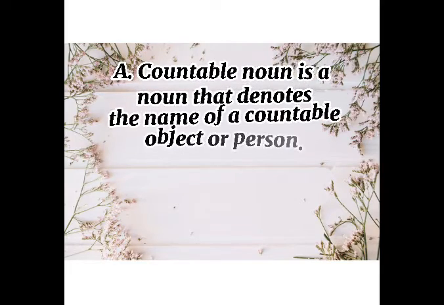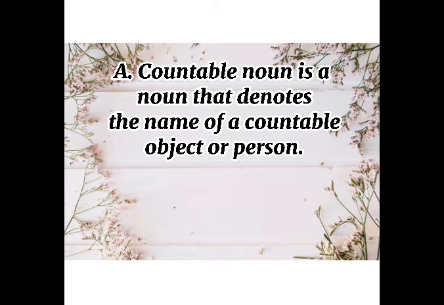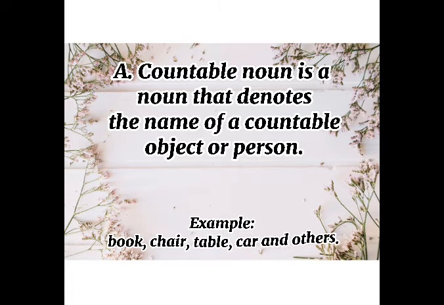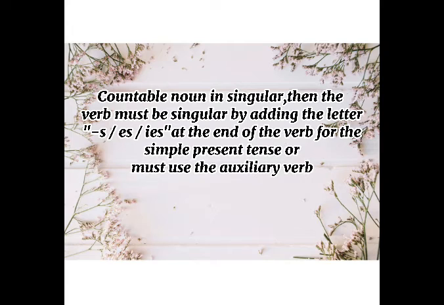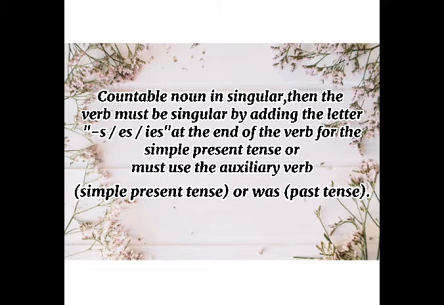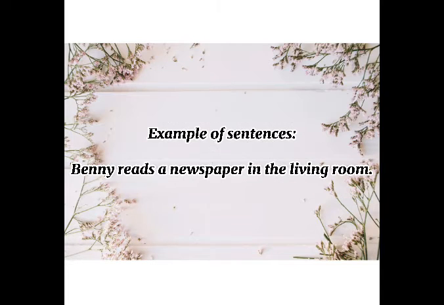Countable noun is a noun that denotes the name of a countable object or person. For example, book, chair, table, car, and others. If the countable noun is singular, then the verb must be singular by adding the letter s, es, or ies at the end of the verb for the simple present tense, or you must use the auxiliary verb, was, for past tense. Example of sentence: Benny reads a newspaper in the living room.